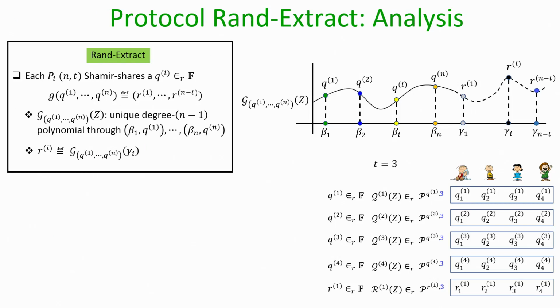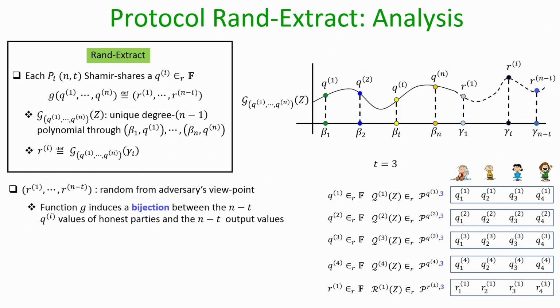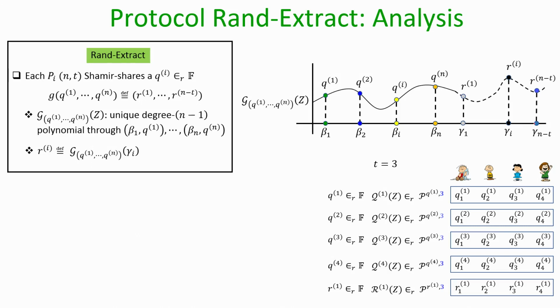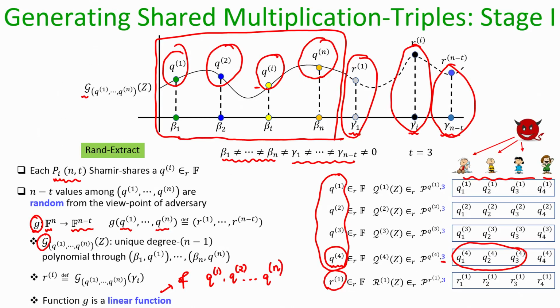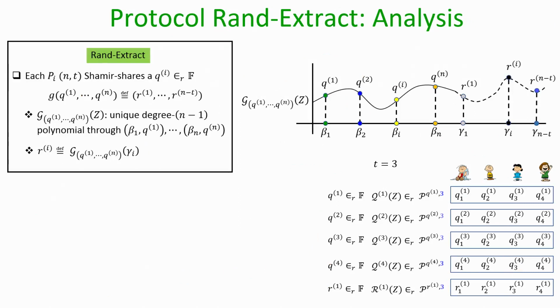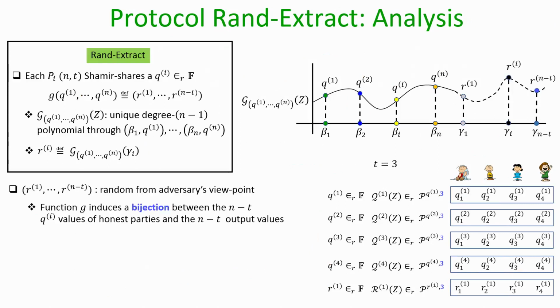So, now let us do the analysis of this randomness extraction protocol. First of all, it produces n minus t output values in a secret shared fashion. We will analyze the communication and computation required later, but let us first analyze why these new values R 1, R 2, R i, R of n minus t are random from the viewpoint of the adversary. Remember, the output of the randomness extraction protocol should be random from the viewpoint of the adversary. The adversary should have just t shares for those output values, nothing else, and from those t shares it should not be able to infer anything.